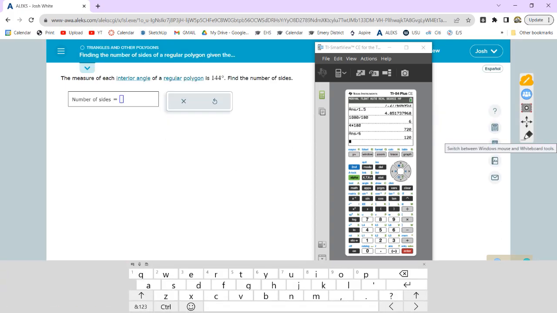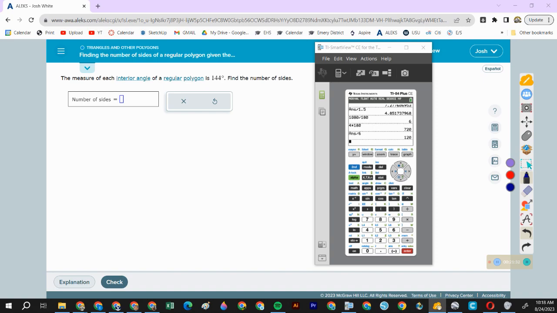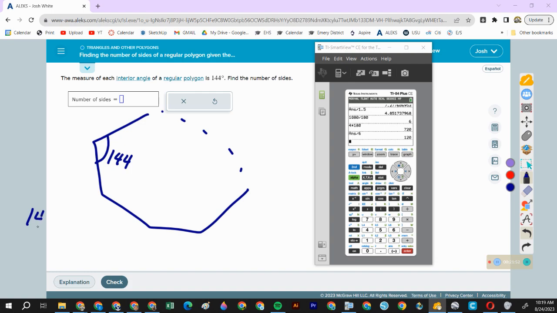All right, an interior angle is 144. So I have an unknown number of sides, but I know that the interior angle is 144. How do I figure out how many sides it has? Well, I could do 144 times the number of sides, right? Yeah, we could. Let's see what happens when we try this.